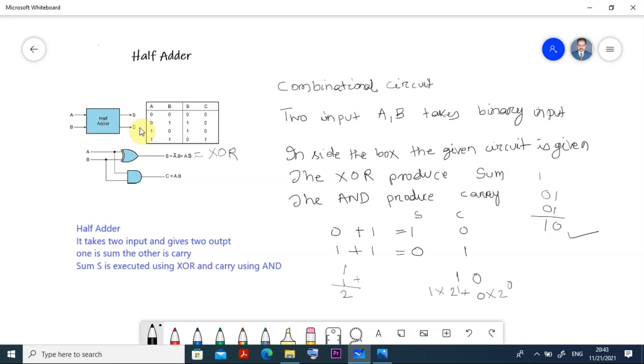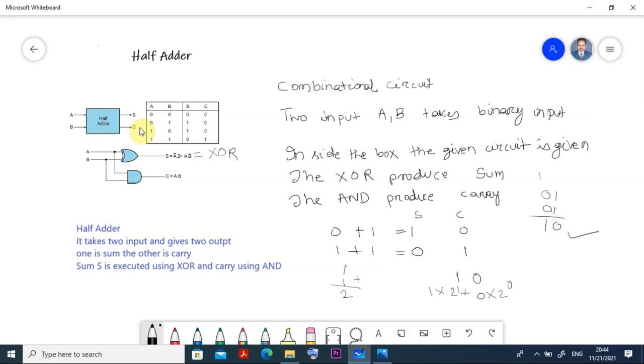Again I am repeating and showing you here: when the inputs are 0 1 and 1 0, in those cases only the sum is equal to 1. In other cases it is 0. That means when it is 0 0 or 1 1, in both cases it is 0. So that is the clear-cut case of exclusive OR.